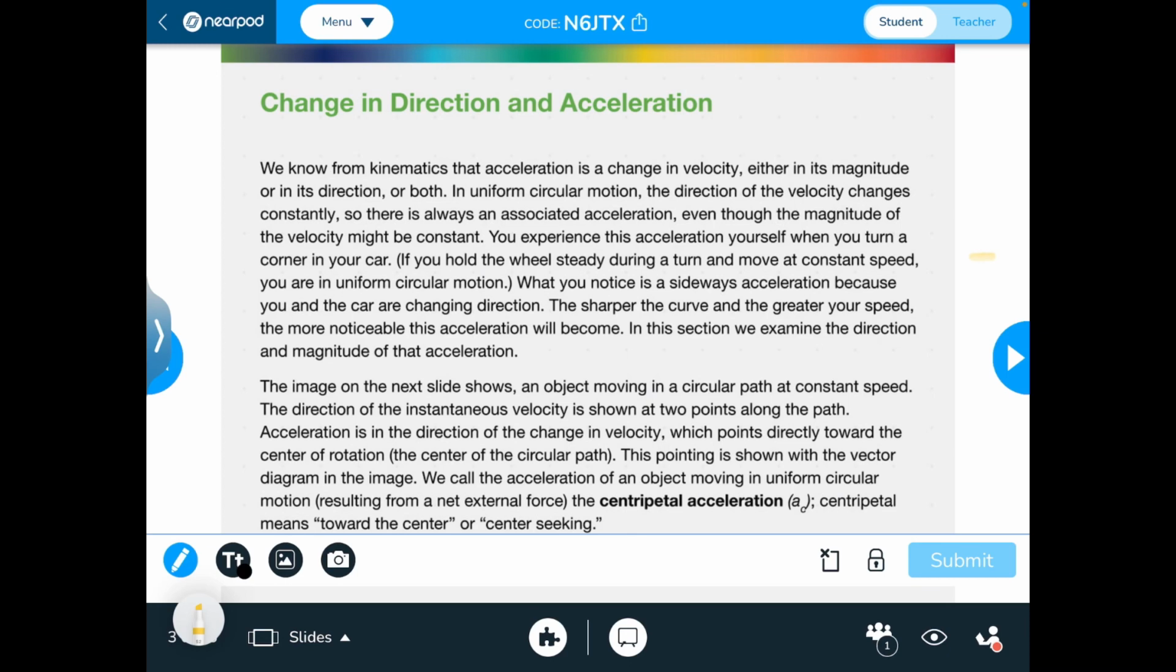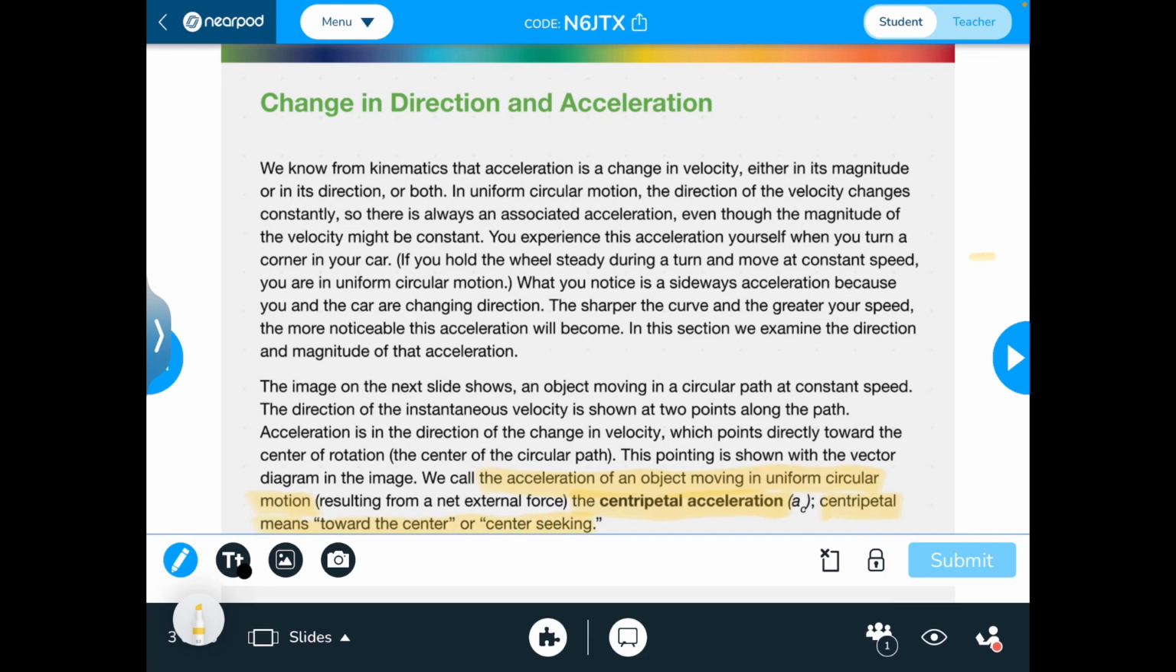So centripetal has its own definition. We're going to write that down here as well. Centripetal acceleration is the acceleration of an object moving in a uniform circular motion. And then, of course, the next definition we're going to write down is the next sentence. Centripetal means toward the center or center seeking.